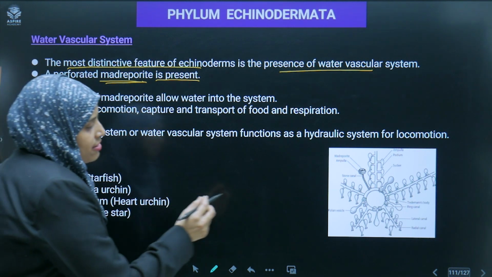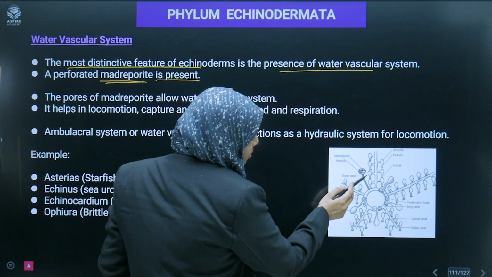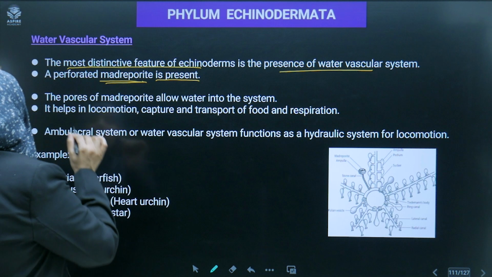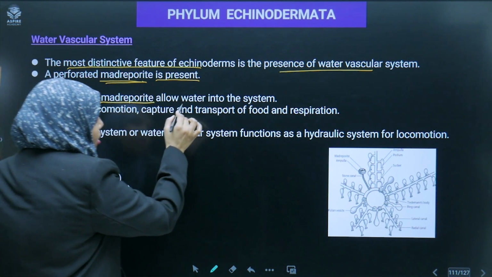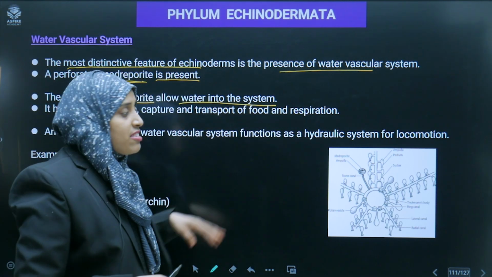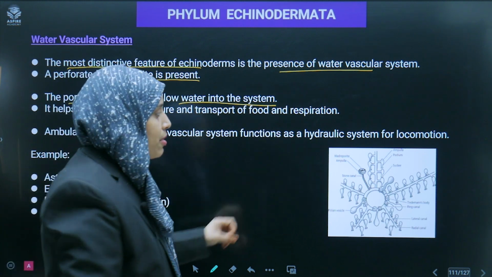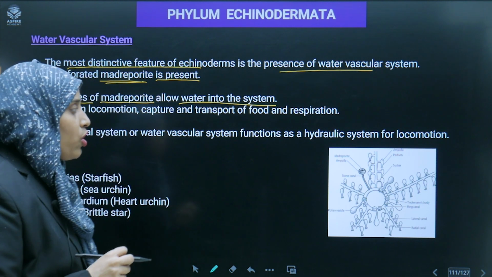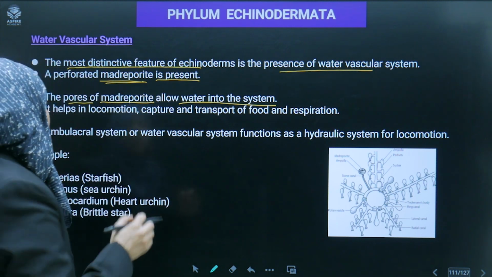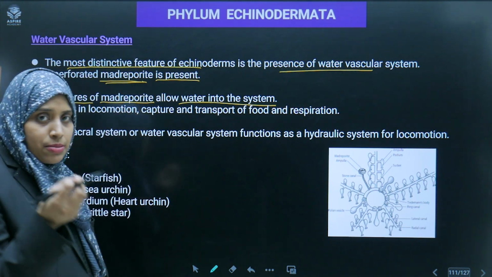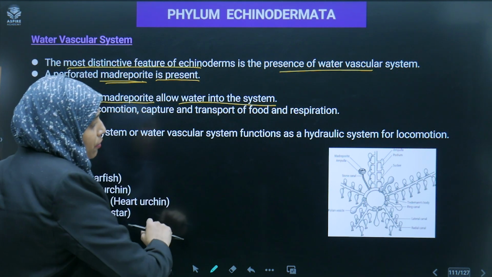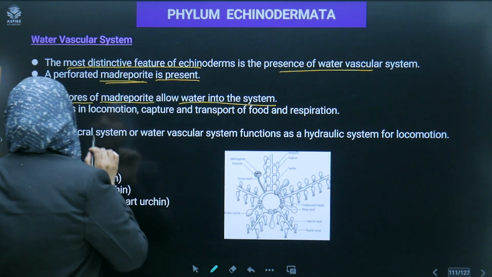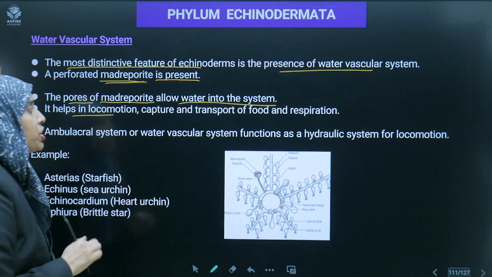In this diagram also you can see this is the madreporite. There are perforations, there are holes. Now, the pores of the madreporite allow the water into the system. This is the tube feet, the water vascular system. So through this madreporite the water will enter, since it is perforated. The pores of this madreporite allow the water to enter. Now, it helps in locomotion.